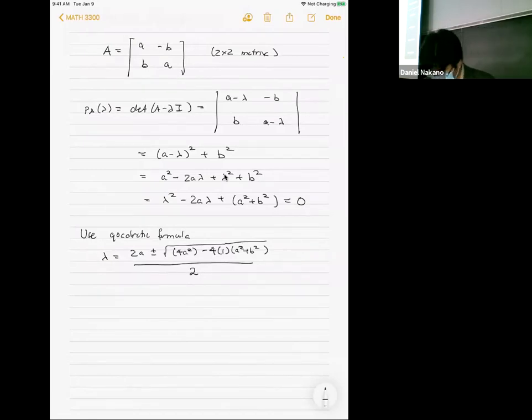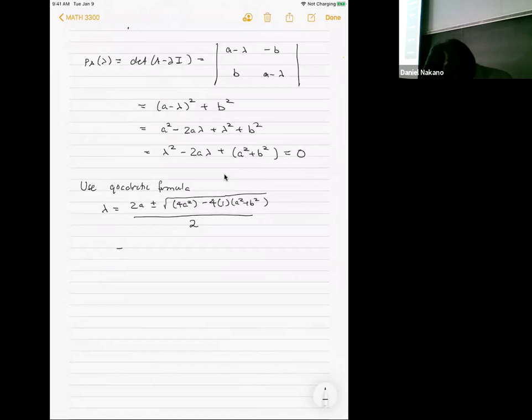All right, let's simplify this further. So this is going to be 2A plus or minus the square root of 4A squared minus 4A squared minus 4B squared, all over 2. So that's 2A plus or minus the square root of minus 4B squared, all over 2.